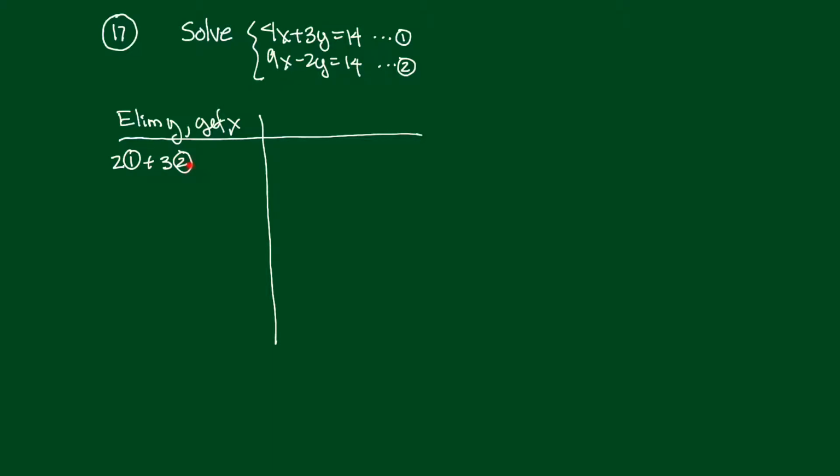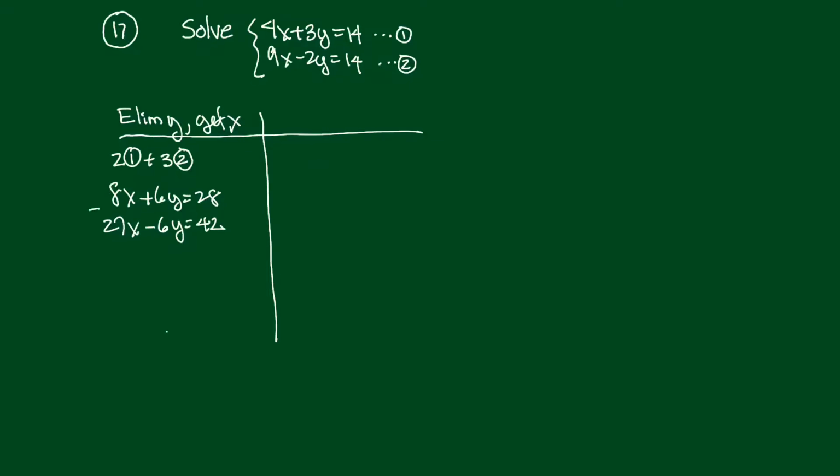So here's the strategy. Let's see it actually happen. Make the multiplications. So pass a 2 through each one of these terms here. So I'm going to multiply 2, 2, 2. So it's going to be what? We're going to get 8x plus 6y equals 28. And then 3 times equation 2. So I'll multiply everything here by 3. So that's going to be a 27x minus 6y equals, this is going to be a 42.